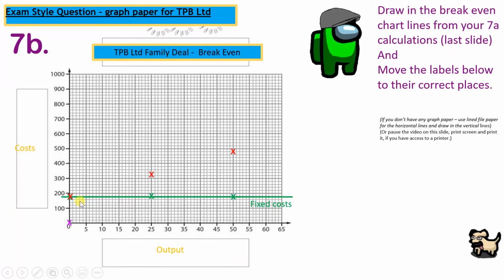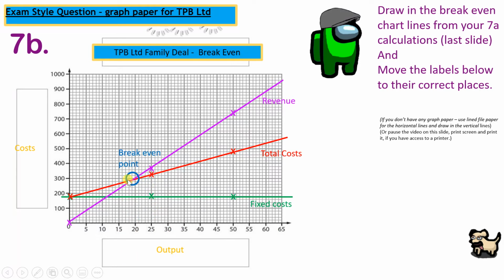Let's now plot the total costs. So let's put in the red marks. Here's the red line for total cost. Let's plot the final 2 figures for total revenue based on the family deals sales that we've calculated, with 25 family deals being sold and then 50 family deals being sold. Here's the total revenue line now plotted on the chart.